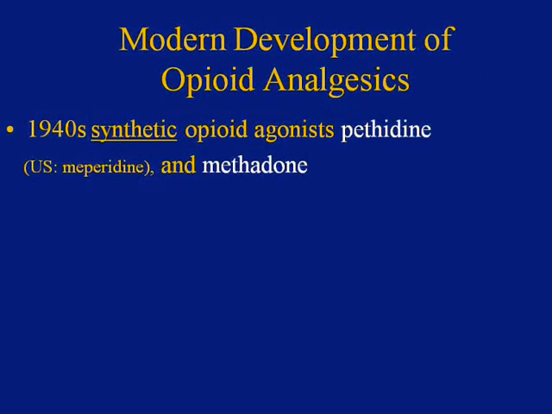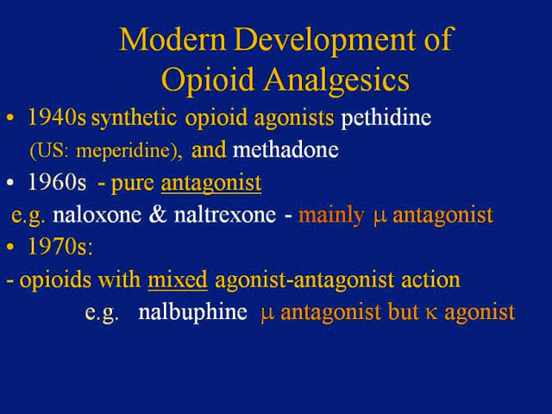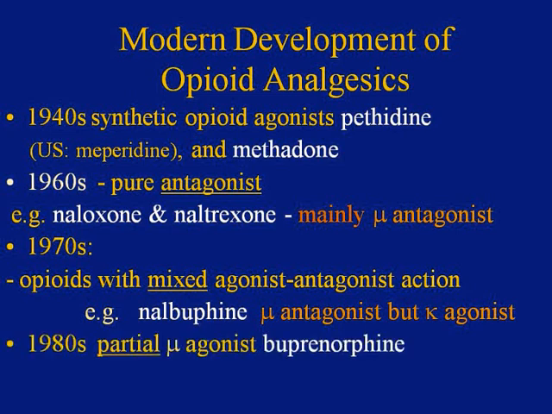Now let's consider the synthetic opiate drugs. In the 1940s, the drugs pethidine and methadone were synthesized. Pethidine is also called meperidine in the US. And then in the 60s, antagonist drugs were developed, naloxone and naltrexone, which are mostly mu receptor antagonists. And then in the 70s, opiates were developed which had a mixed agonist and antagonist action, like nalbuphine, which is a mu antagonist but a kappa agonist. And then in the 1980s, a partial mu agonist was developed called buprenorphine.